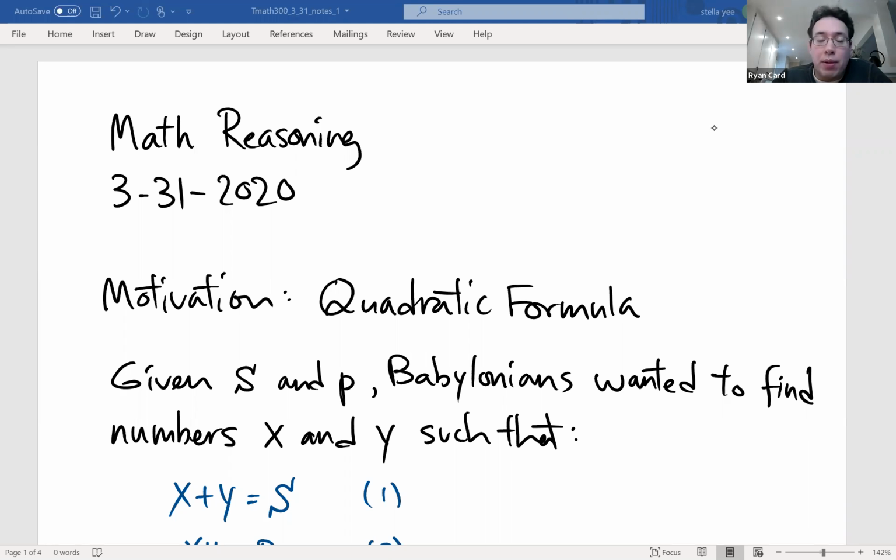What I wanted to start with today is really a motivation of how many properties about numbers we take for granted. We could really talk about any piece of mathematics here, but let's talk about the quadratic formula.